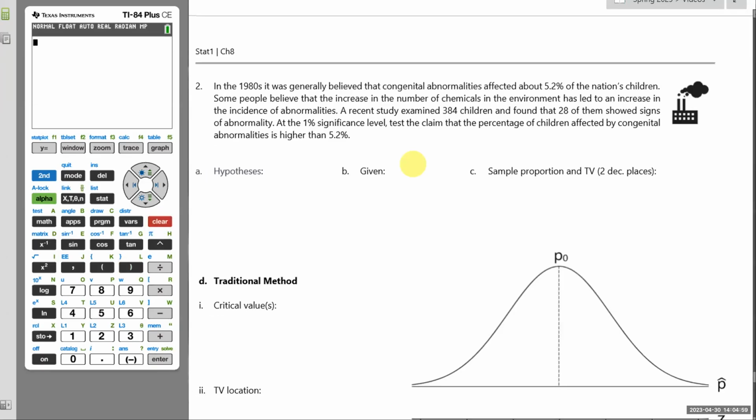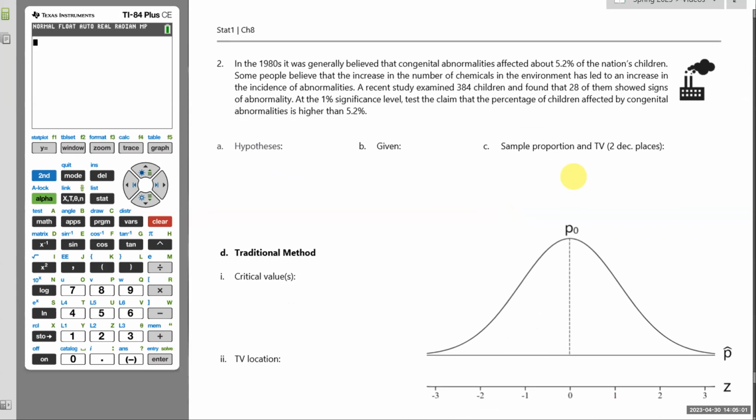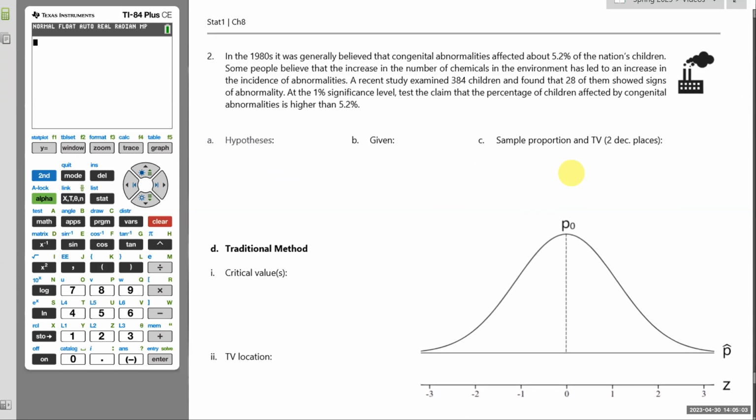All right, we're ready to take a look here at number 2. In the 1980s, it was believed that congenital abnormalities affected about 5.2% of the nation's children. Some people believe that the increase in the number of chemicals in the environment has also led to an increase in the incidence of abnormalities.